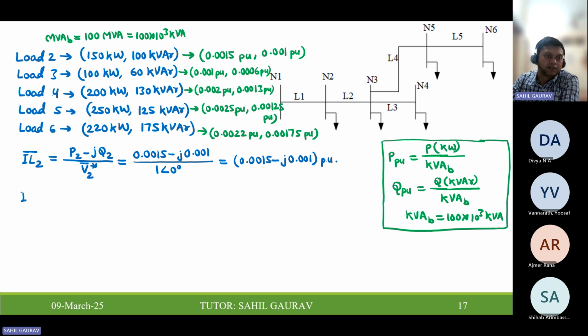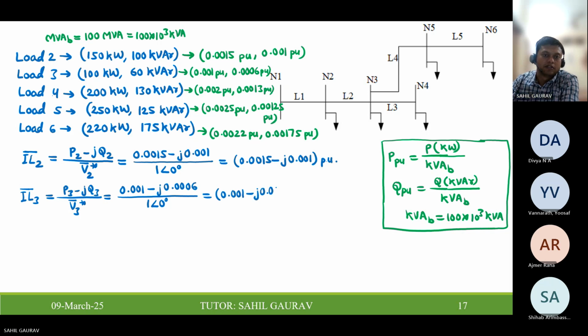Similarly, IL3 is P3 minus jQ3 upon V3 conjugate. P3 is 0.001 minus j 0.0006 upon 1 at the angle of 0 degrees. So it is 0.001 minus j 0.0006.